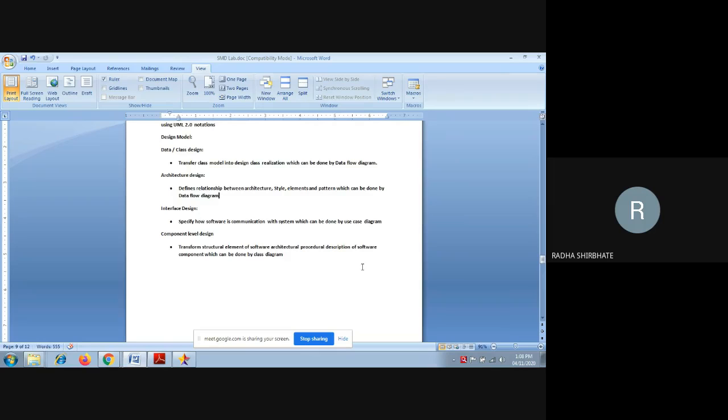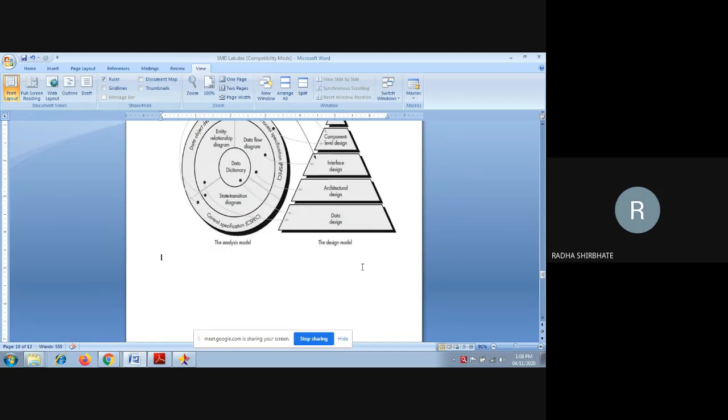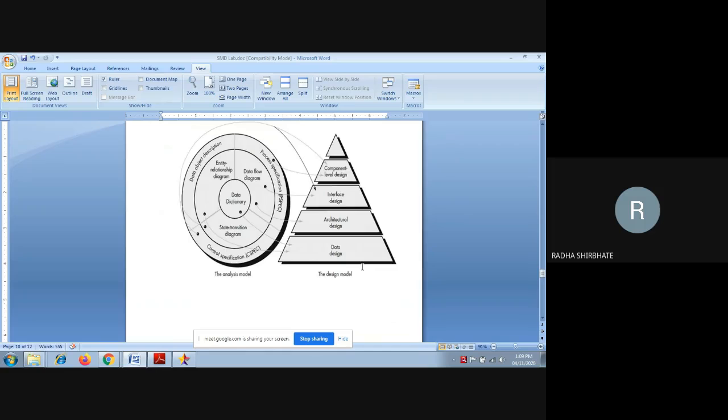So this is the way of converting your analysis model into the design model. The way of representation will be like this, and the architecture design will look like this one. So this is all about assignment number 5.